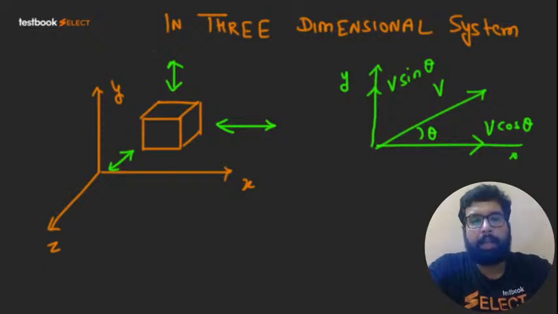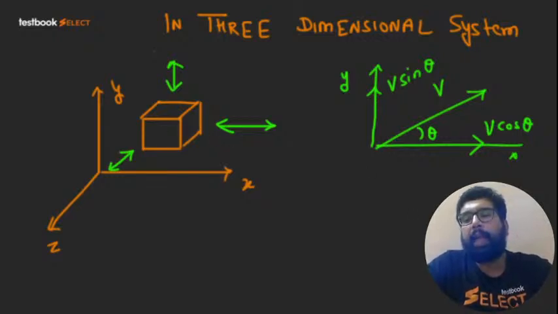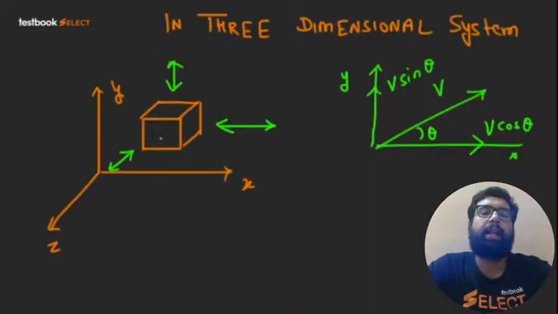So this motion, my dear, is not independent. Now, how many independent motions are there? It can move in x direction, it can move in y direction, it can move in z direction.